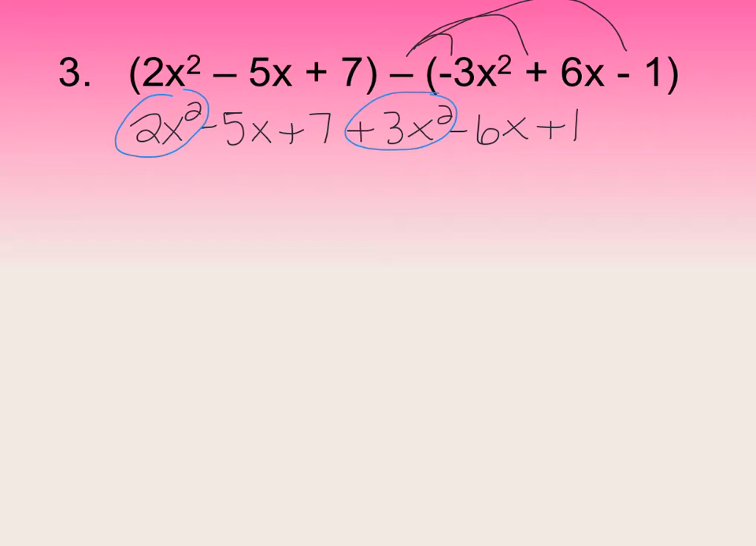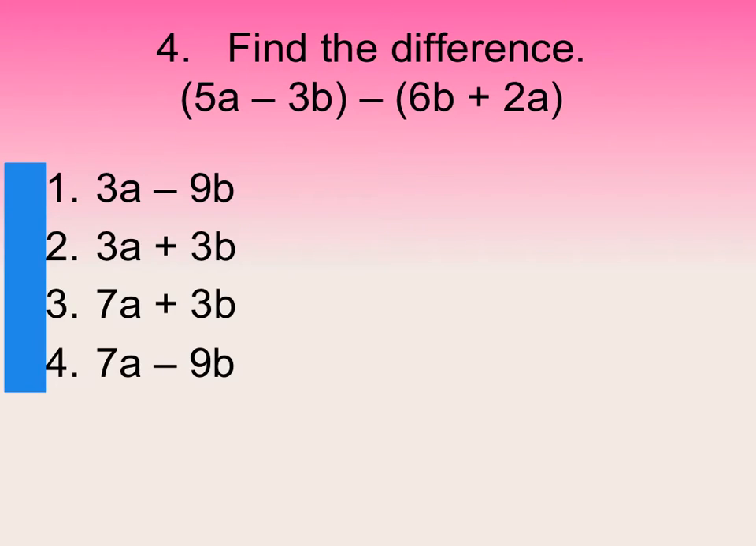So 2x squared plus 3x squared means you have 5x squared. You've got negative 5x minus 6x, which makes negative 11x. And then we've got 7 plus 1, which gives you 8. And then from there you're done. Go ahead and try number 4 on your own, and then press play whenever you're ready to check it.